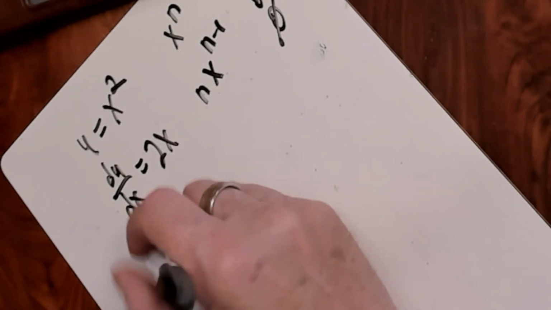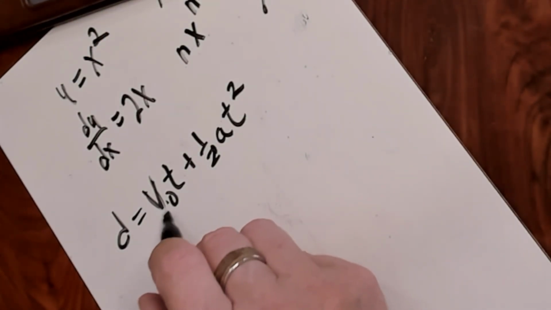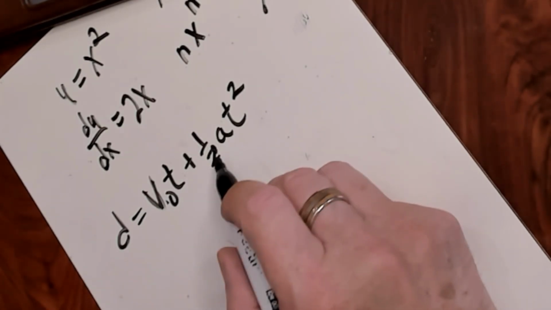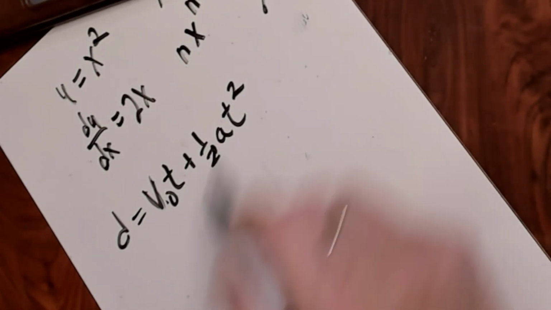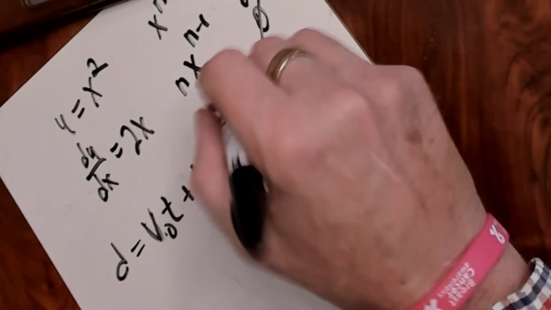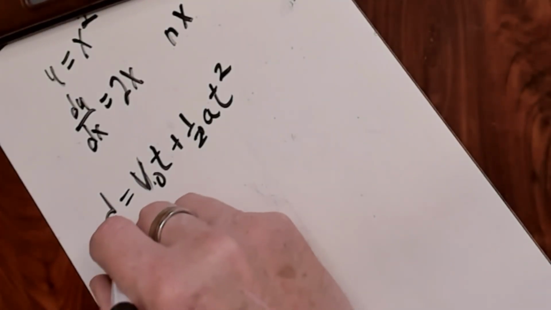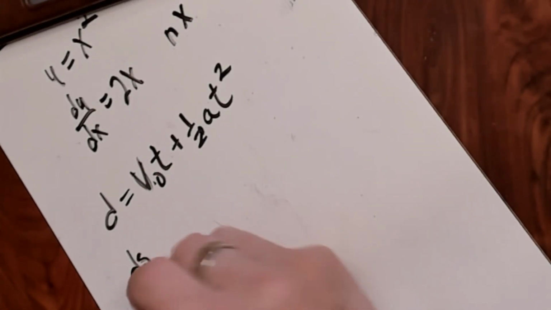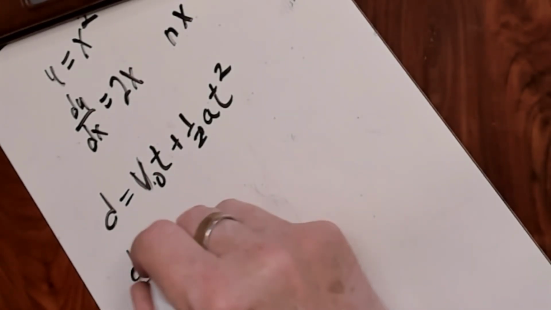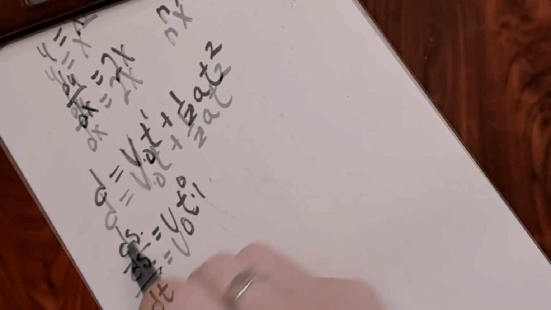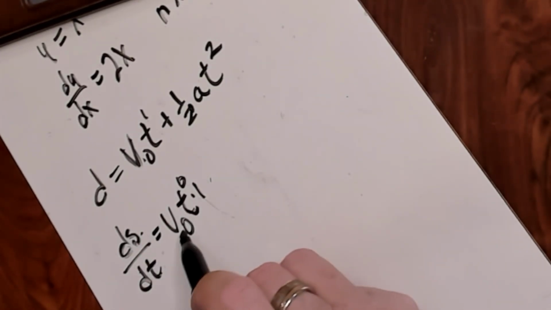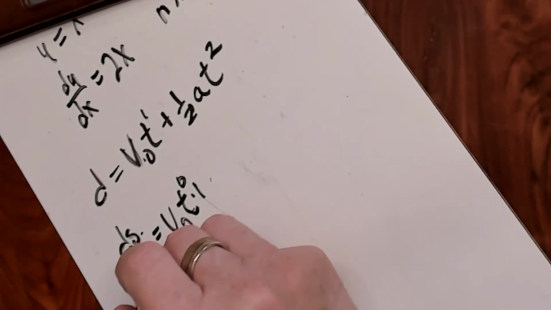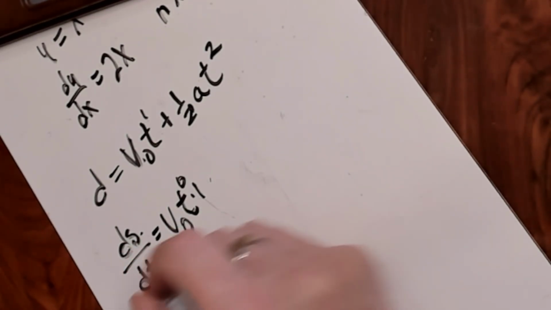Now where have we seen this before? Let's take the distance equation. Now this is an equation that we're all familiar with. Distance traveled equals initial velocity times time plus 1/2 acceleration times t squared. Let's apply this rule to it. So if we want to look at the change in distance over time, what's that called? That's called velocity. So if we take this equation and we apply the power rule to it, we get the change in position over the change in time.